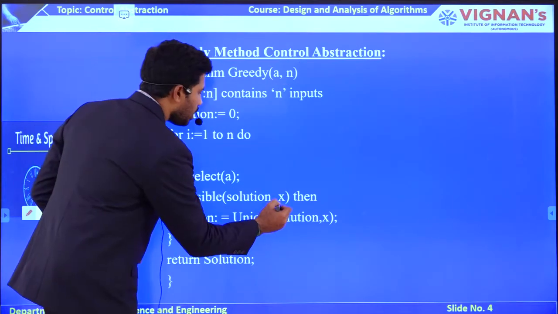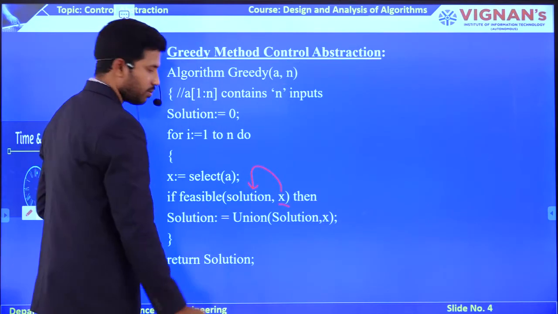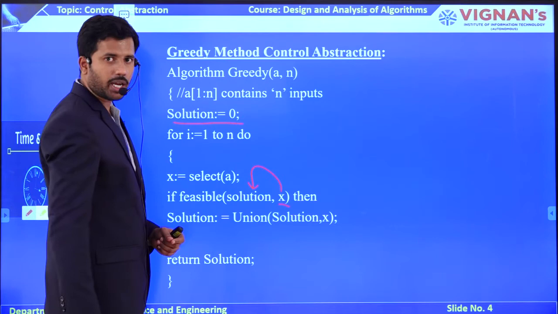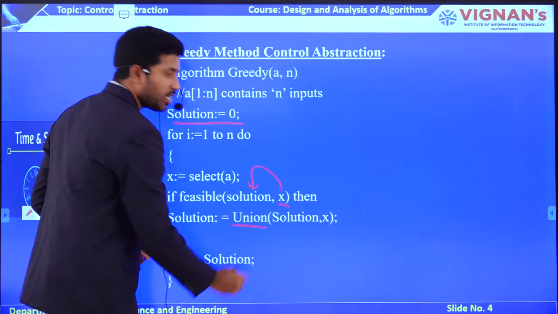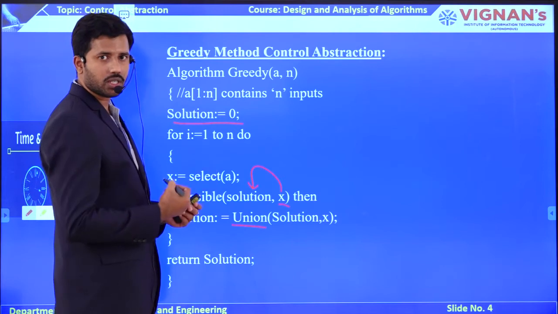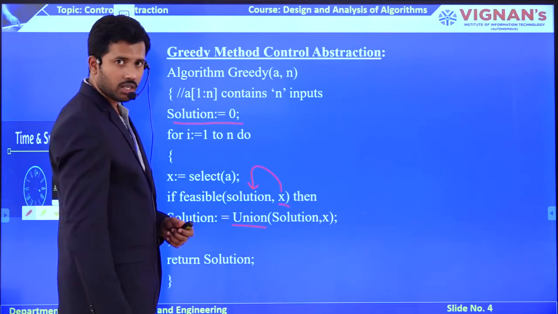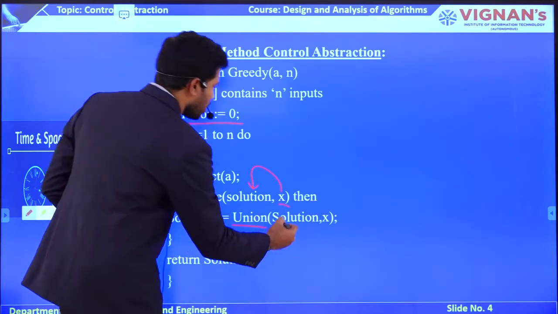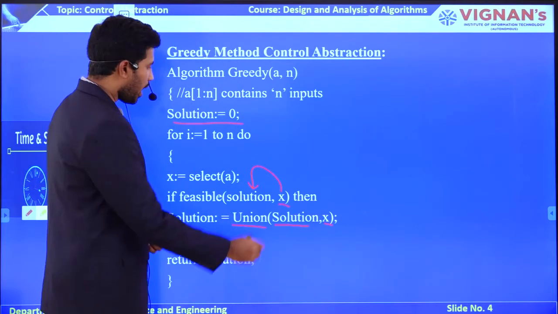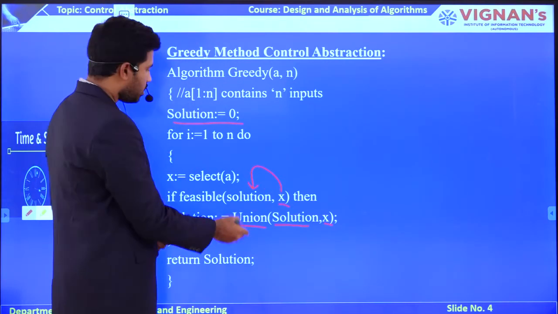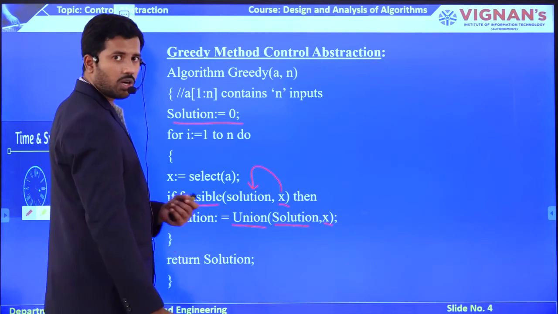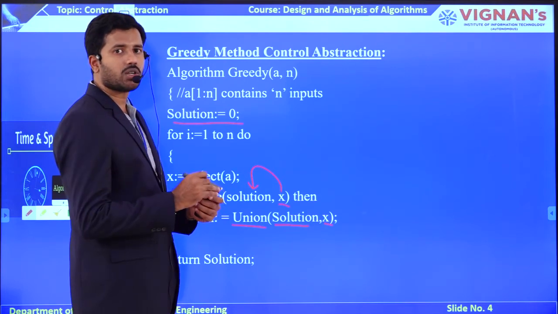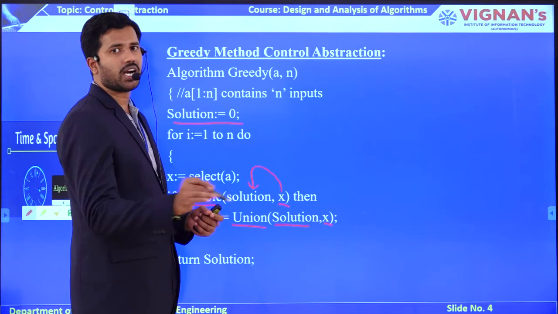Okay, so if the current possibility is generating the solution, then only I am going to update my solution set. Initially my solution set is 0. With the help of the union function, you can update your solution set. If you observe the union function, how many parameters is it taking as input? 2 parameters as input, right? Nothing but solution followed by X. So if the current possibility which is available in X is generating my feasible solution, then only I am going to update my solution set. If that current possibility is not generating the solution, I simply discard it.